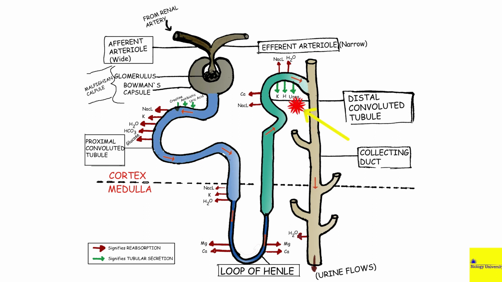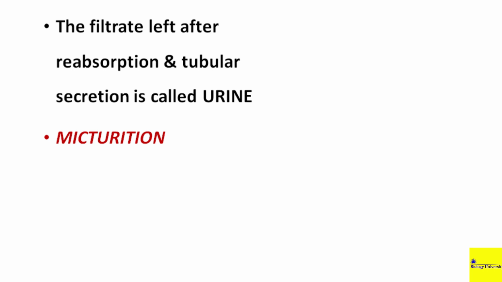But also certain substances like potassium and a large number of foreign chemicals like drugs, penicillin are passed into the forming urine in the distal convoluted tubule. This passage involves the activity of the tubular wall cells. It is called as tubular secretion. The filtrate left after reabsorption and tubular secretion is called urine.